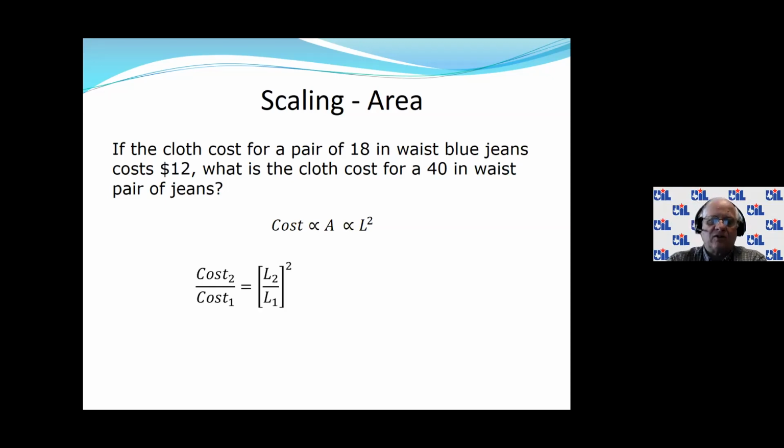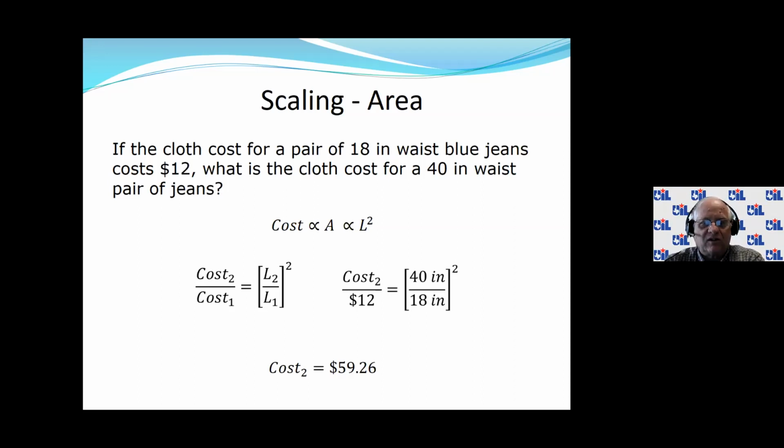Technically the cost is proportional to the volume of cloth, but since the thickness is a constant, it's proportional to the area because the thicknesses will cancel. So I write this equation: cost 2 over cost 1 is L2 squared over L1 squared. My cost 1 is $12 for an 18-inch waist, my cost 2 is associated with a 40-inch waist, and I square the lengths because of scaling principles, and I come up with 59 bucks and 26 cents.